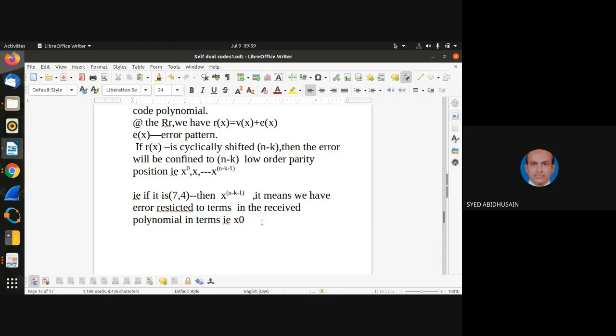So first I will write here x to the power 1 and x to the power 2, because 7 minus 4 is 3, 3 minus 1 is 2. So these will be the terms where the error will be restricted. We can comprehend that now, due to this cyclic shift, the error will be restricted to only these 3 terms in the received polynomial, that is R of x. Are you following or not?